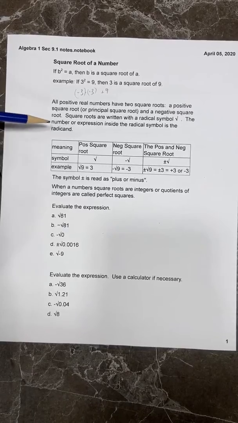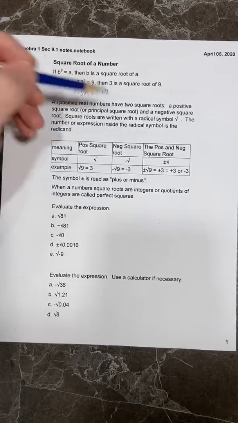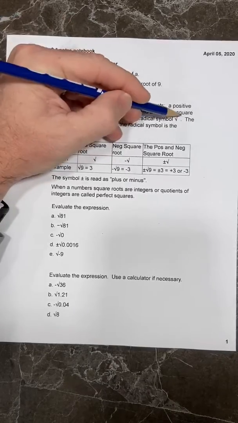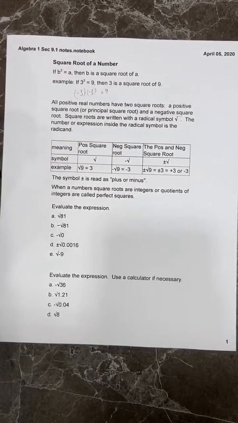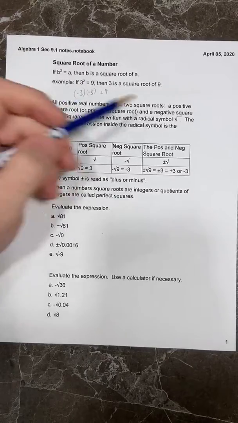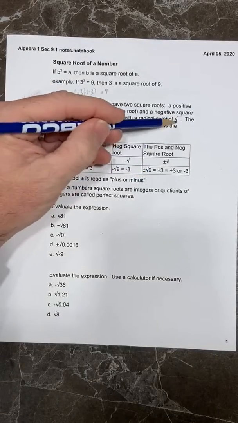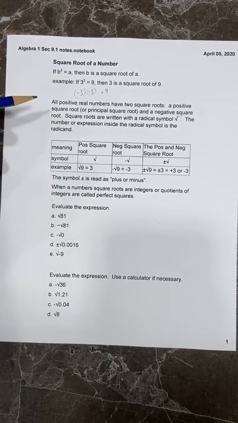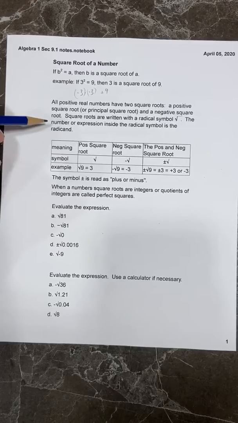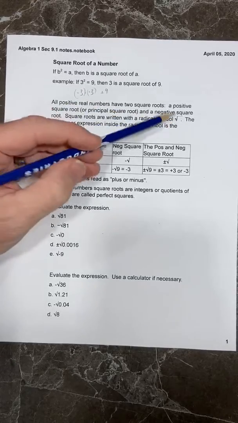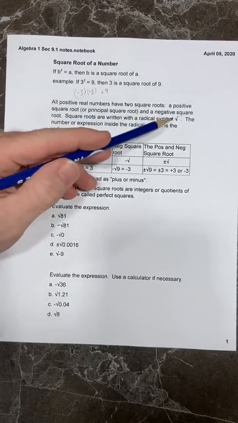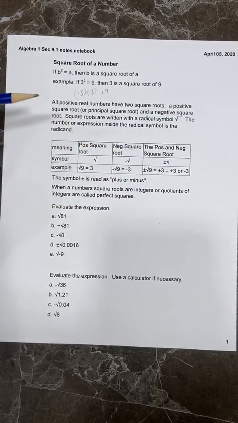Square roots are written with a radical symbol, the little check mark looking symbol. My computer program doesn't make the line that goes over the numbers, so if you see just the little check mark there, everything behind that should be underneath the radical, as we would say. The number or expression inside the radical symbol is called the radicand. So whatever we have underneath here is the radicand of the number, and this symbol here is a radical.